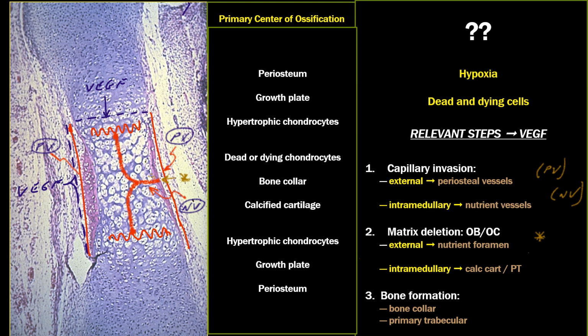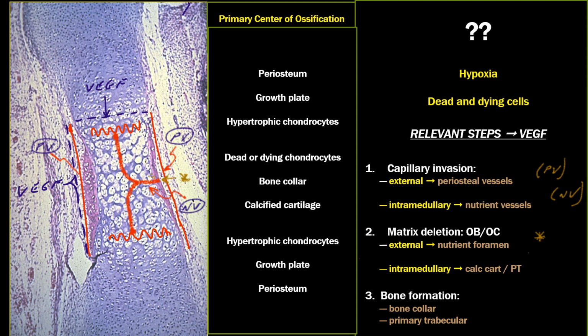The region is hypoxic. The cells are dead or dying. An array of markers, mostly unknown, is at play. The relevant steps in forming the PCO are strongly influenced by the marker vascular endothelial growth factor, VEGF. Vascular invasion, endothelial cell proliferation, internally creates nutrient vessels and externally the periosteal vessels. Bone and cartilage deletion, performed by osteoclasts and chondroclasts respectively, creates space for the nutrient foramen and the primary trabeculae.